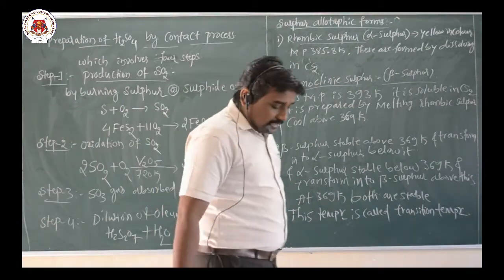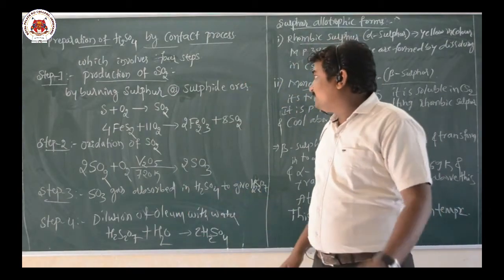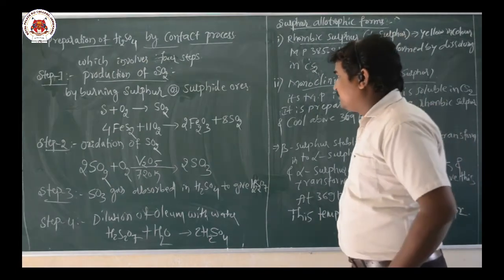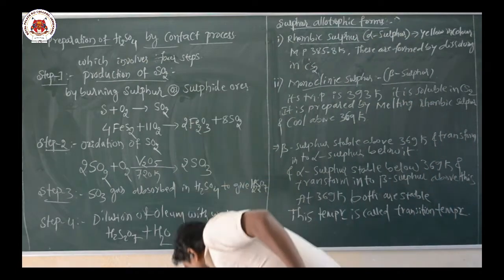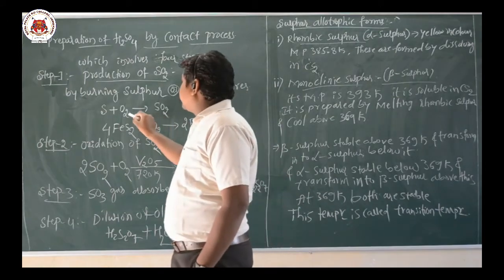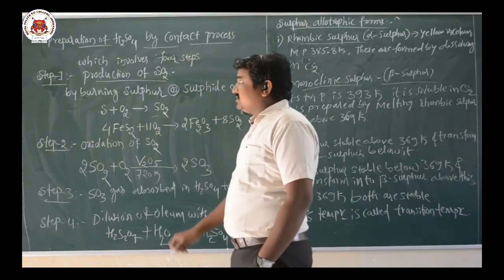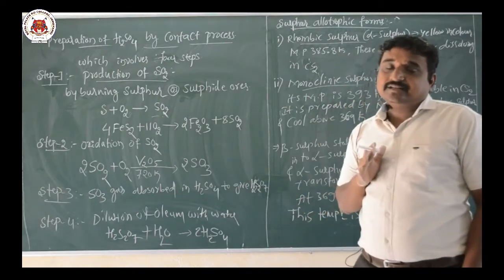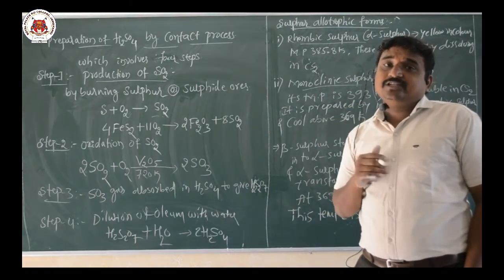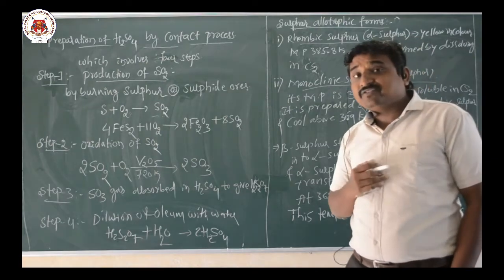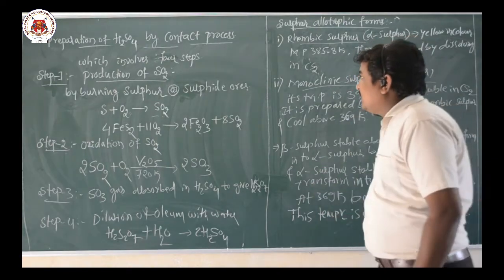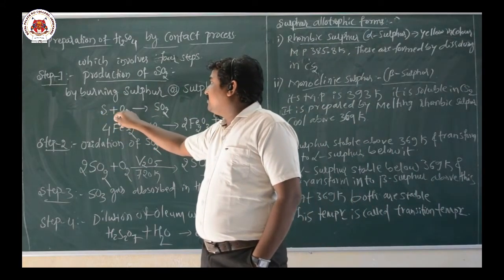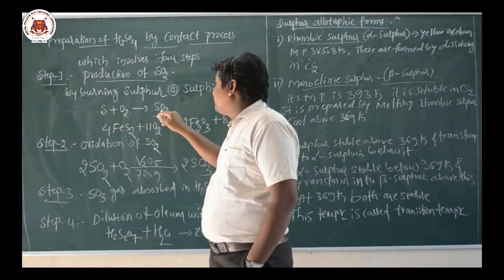Here the sulfur on burning, or sulfide ores on burning in air, produce sulfur dioxide. So this is the first step, production of sulfur dioxide. The sulfur dioxide is formed by the burning of sulfur in air or sulfide ores. Here I have written 2 reactions: this is a sulfide ore and this is sulfur burning in air. So there is a formation of sulfur dioxide.